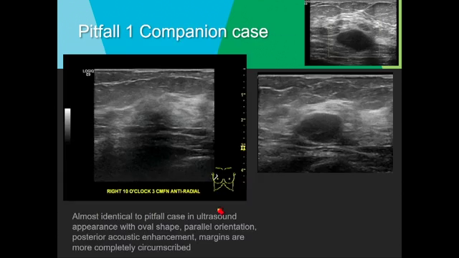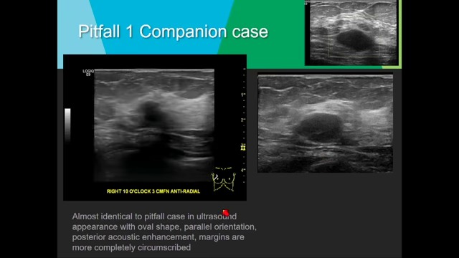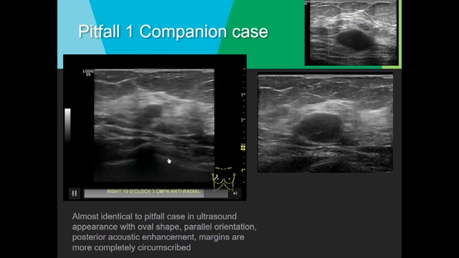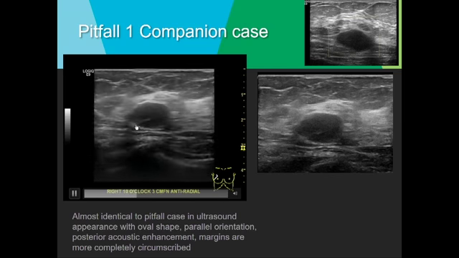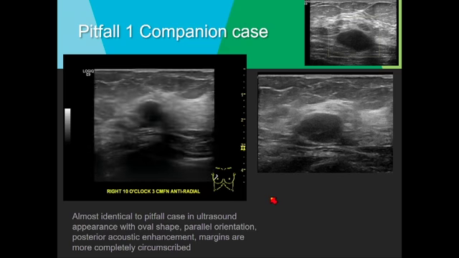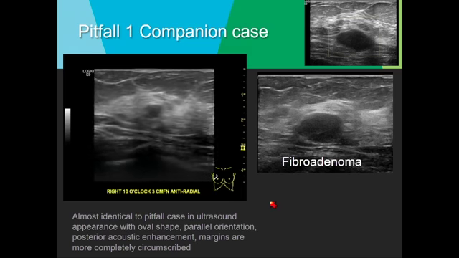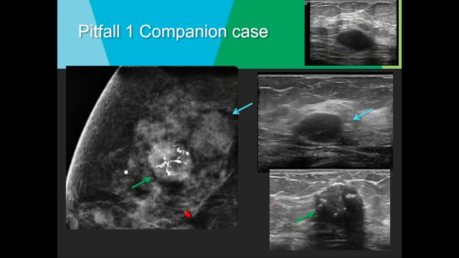So this is the first companion case here. You can see this is our primary case up here, and this is the case here. This looks very similar. It's oval, parallel, hypoechoic, with posterior acoustic shadowing, and here's the clip through it. You can see there's also a second lesion here, and kind of a septation there. And this turned out to be a fibroadenoma. And this patient actually had several fibroadenomas.